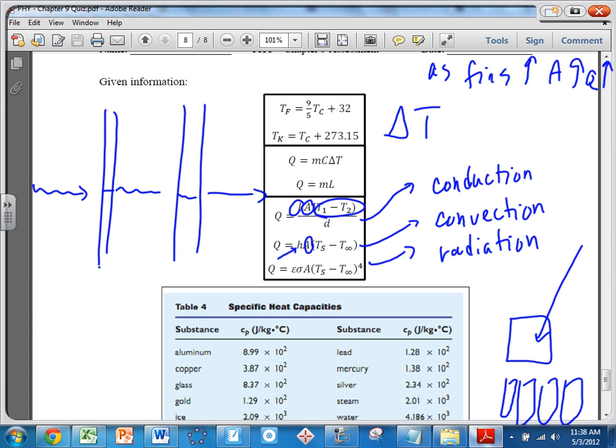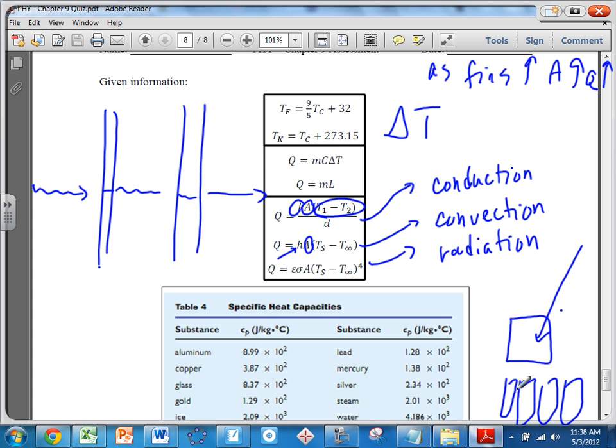Finally, Ts minus T infinity. What did this have to do with? What was S? The surface temperature. What was infinity though? The environment or the ambient temperature. Again, the difference between the surface and the ambient temperature around it. We're going to use that again when we get to radiation. So again, delta T. Delta T.